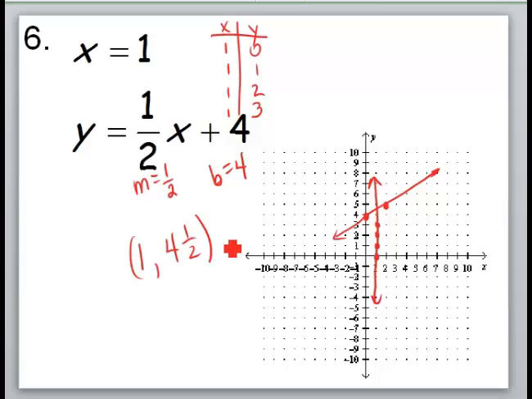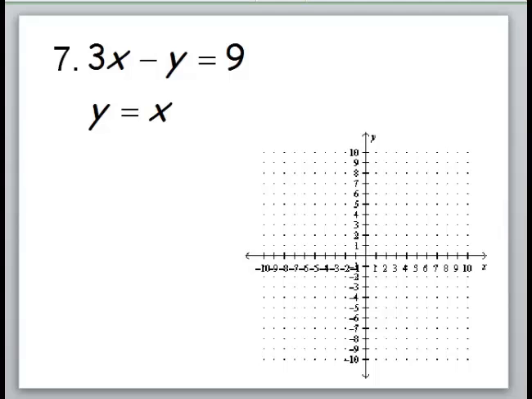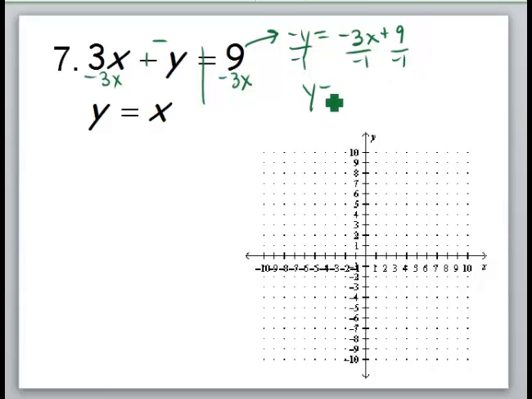Okay. This next one is the last one in this video and the last one for this section. I first need to solve for y, so I'm going to change this to plus the opposite. I'm going to subtract 3x from both sides. That gives me negative y equals negative 3x plus 9. Then I can divide by negative 1. y equals 3x plus negative 9.